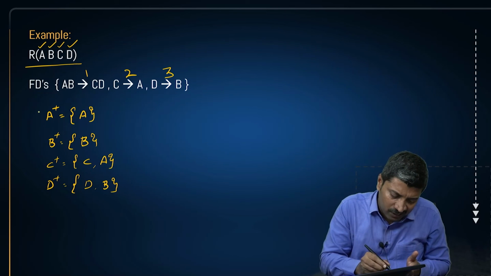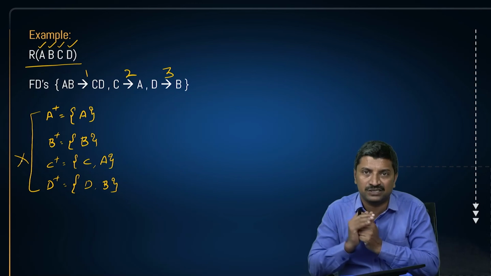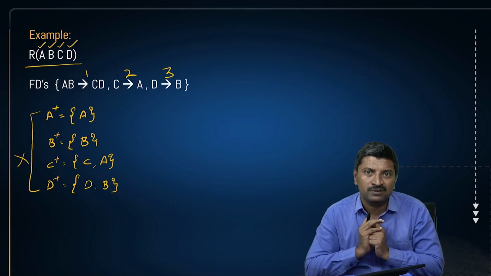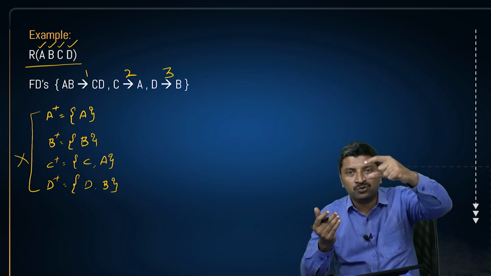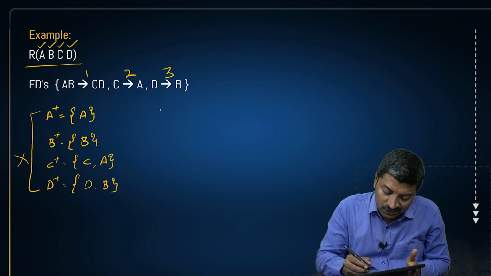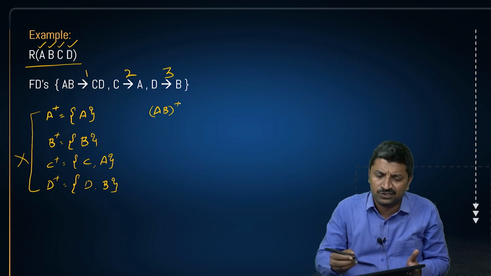So all these cannot be candidate keys or keys. That means there is no key which contains only one attribute. Then what should we do? We need to identify whether there is any key with 2 attributes. So let us try each and every possibility. What are the possibilities, sir? First is AB plus. Then we try each and every one.